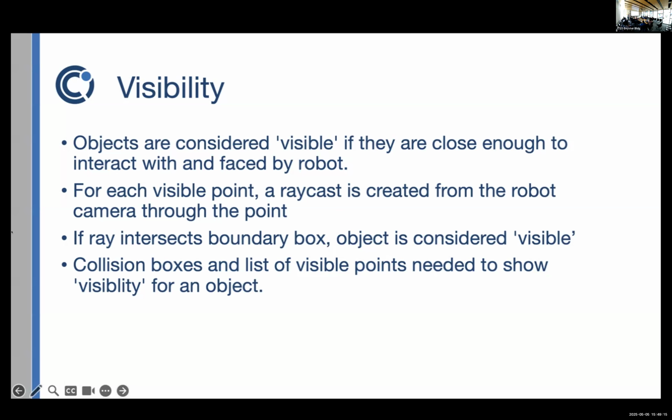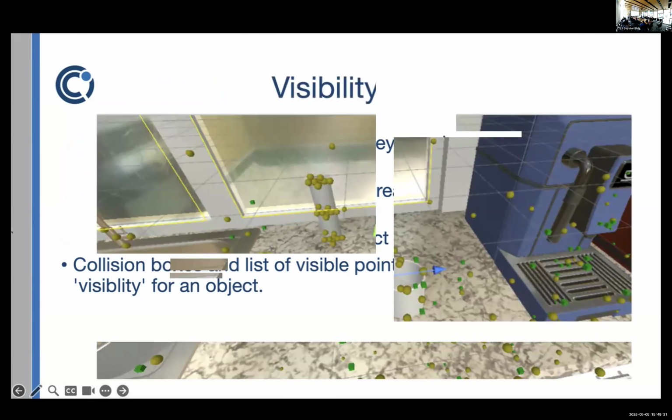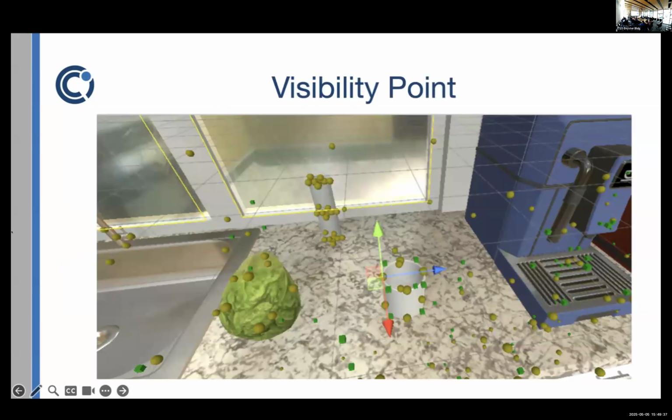So for something to be considered visible, a ray is cast from the robot, and it hits one of the visible points which are defined on the objects, and then it has to go a little bit further to hit a collision. All those little balls are visible points on different objects. The mug has a whole bunch around it, and those need to be set up so that something can be visible.